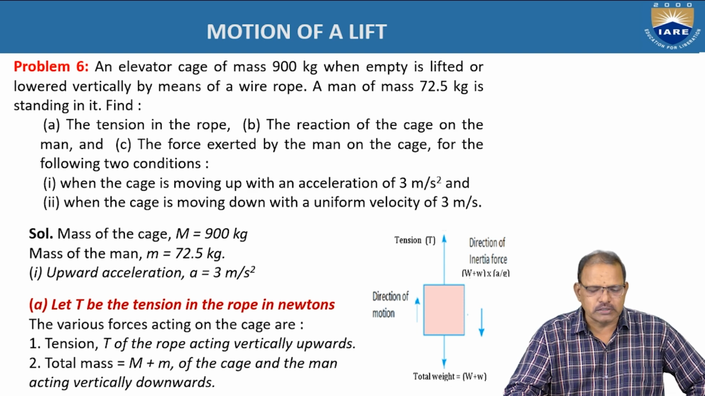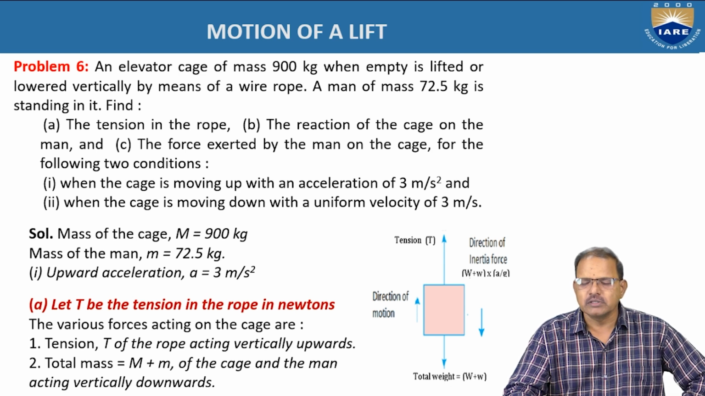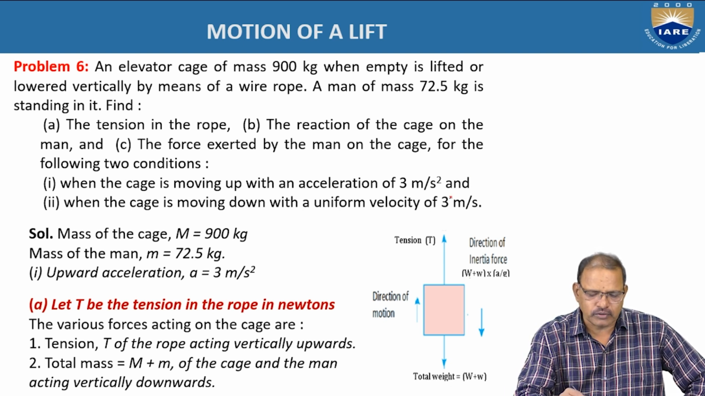Problem number 6. An elevator cage of mass 900 kg when empty is lifted or lowered vertically by means of a wire rope. A man of mass 72.5 kg is standing in it. Find the tension in the rope, the reaction on the man by the cage, and the force exerted by the man on the cage for the following two conditions: when the cage is moving up and down with a uniform acceleration of 3 meters per second square, and when the cage is moving with uniform velocity of 3 meters per second.